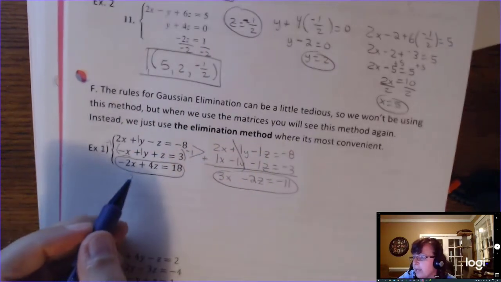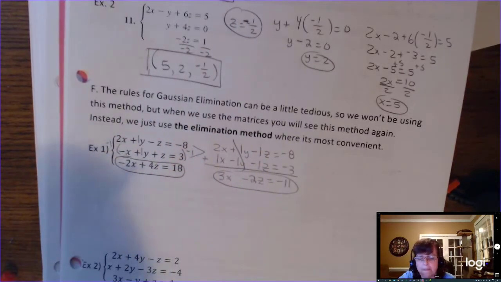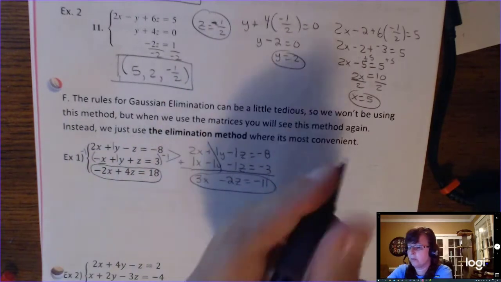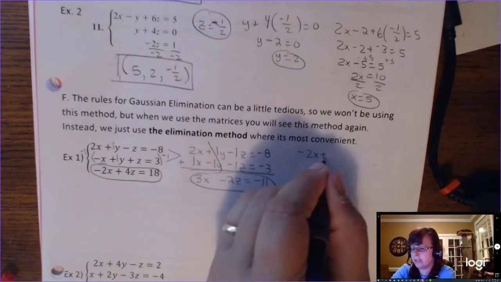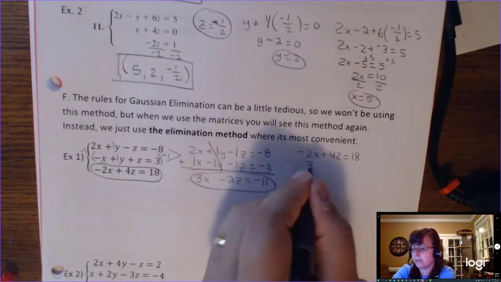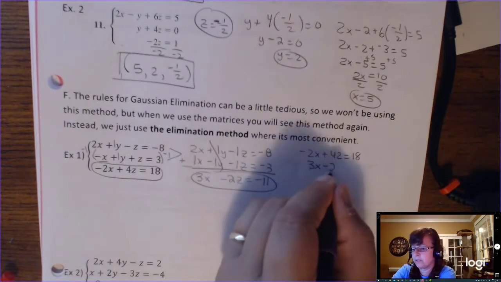So now I have two equations with two unknowns, which we have learned how to do. Okay, so I'm going to write them on top of each other. You're just taking this system of three unknowns down to a system with two unknowns.